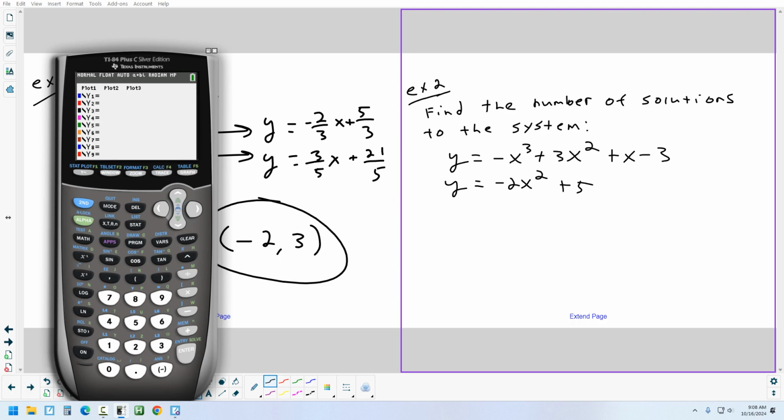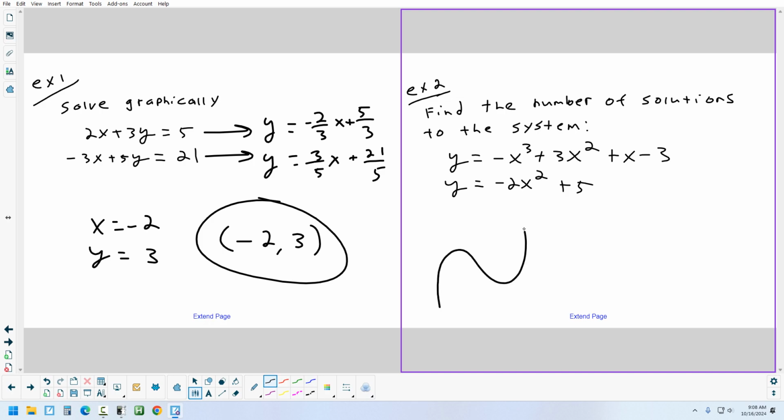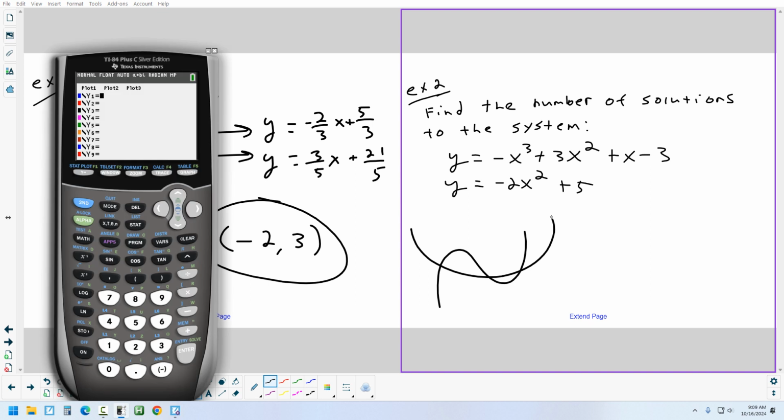So I'm going to type these in. Now that's a cubic and it's a parabola. Could we get more than one intersection? With a cubic and a parabola, depending on how it looks, you could have a situation like that. So I think you could get up to 3. That would be the most, but it all depends on what it looks like.